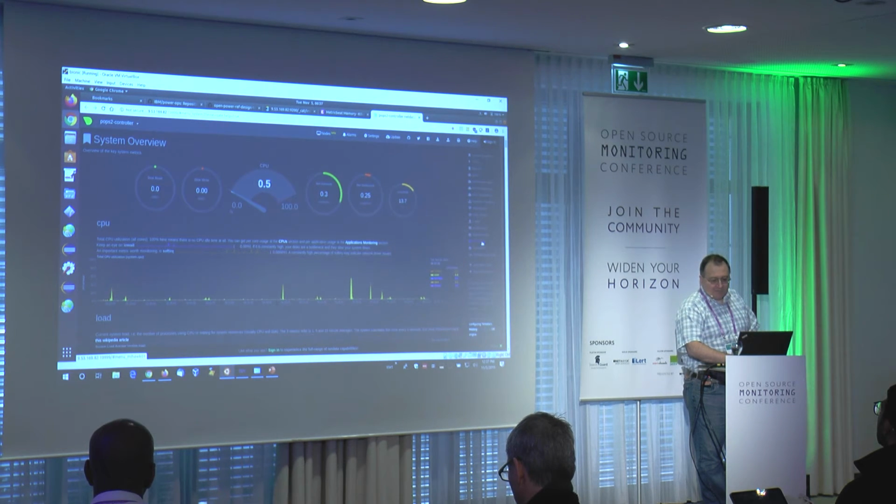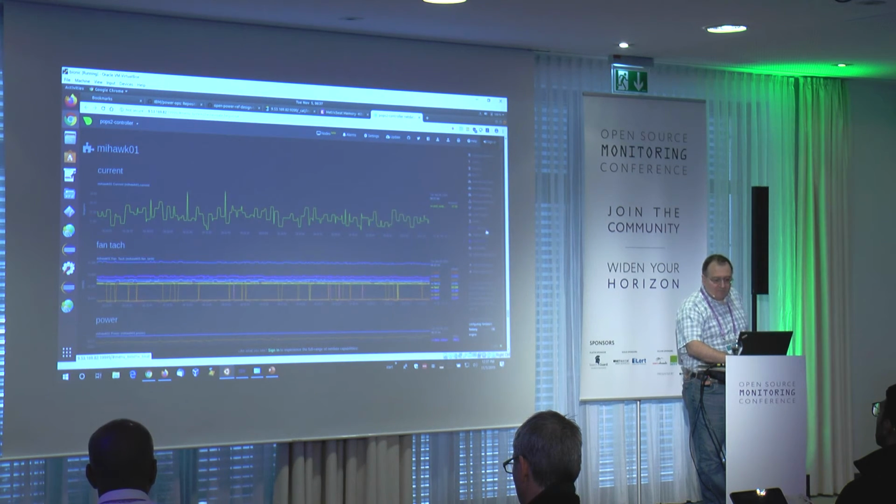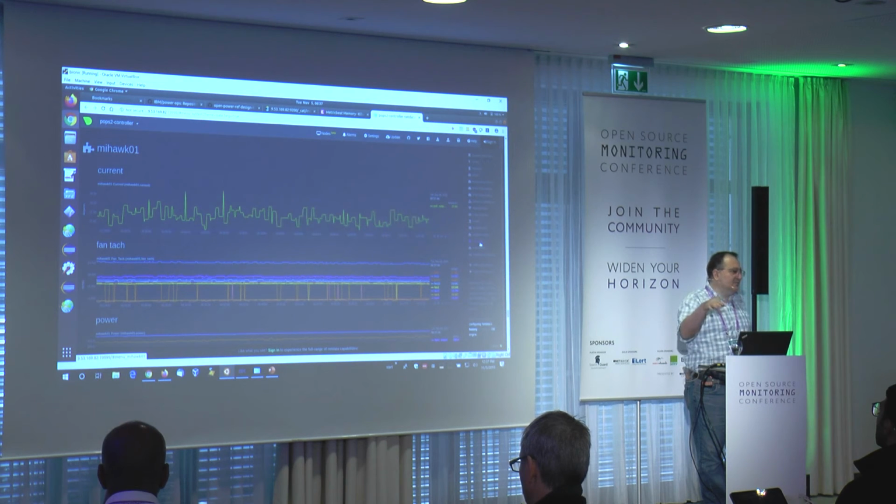And then the out-of-band stuff, the telemetry that comes from Crassd, so we just create a section for each of the systems that we're monitoring.